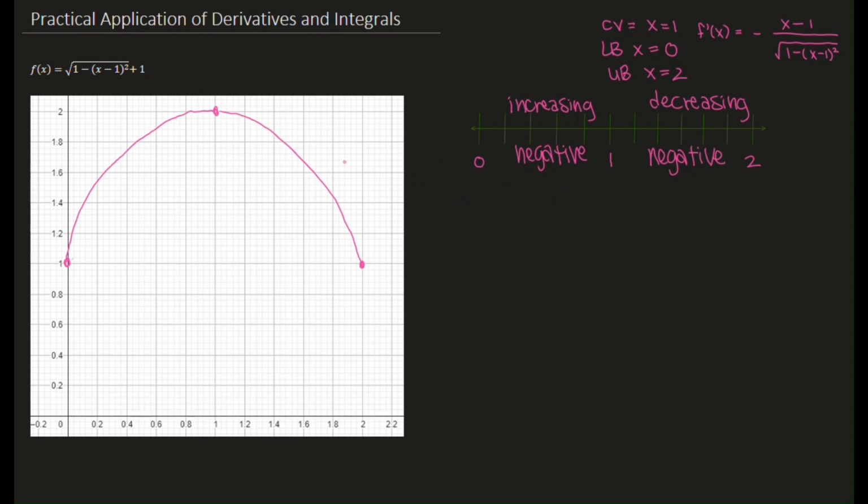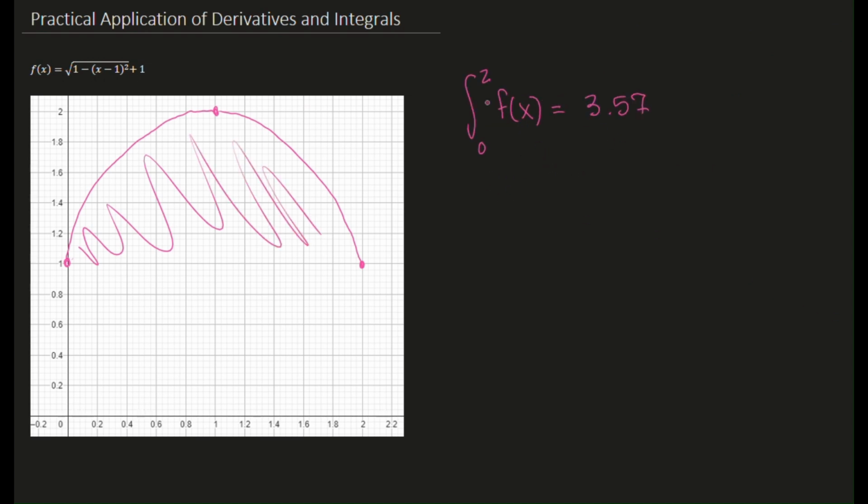We can also look at further applications of this in determining what is potentially the area under this curvature. If I were to compute the integral of this function between the bounds of 2 and 0, because that's where my function exists, what I'd find is that I get an area of 3.57.